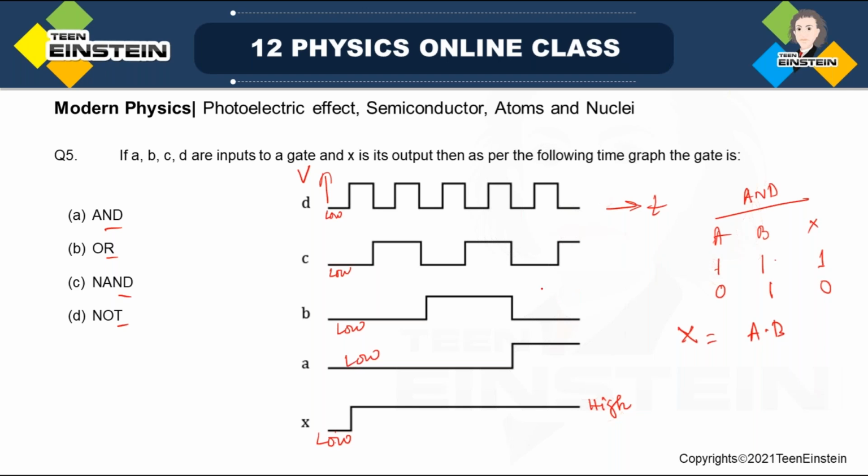And see the other states everywhere. Just after this there is high here, H, this is low, high, low. H means high, this is low.